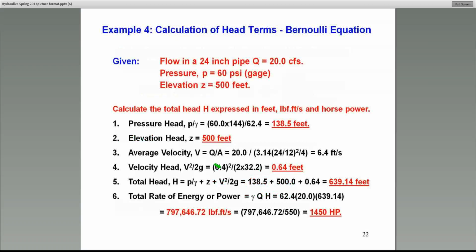Here's another example I've set up for you to get yourself familiar with each of the quantities in the Bernoulli equation. Let's review these because this is very important for some of the problems I'm going to do down the line. For example, here the flow is in a 24-inch pipe of 20 CFS.